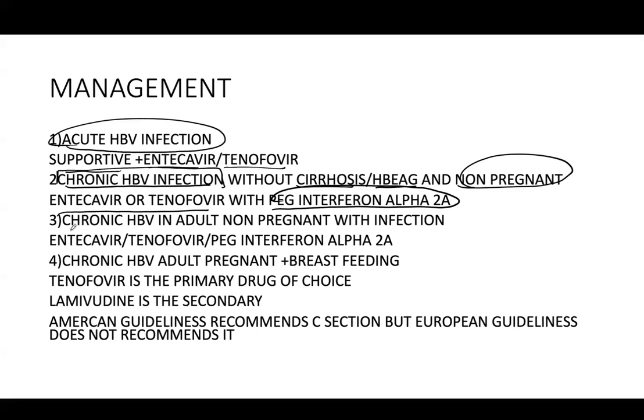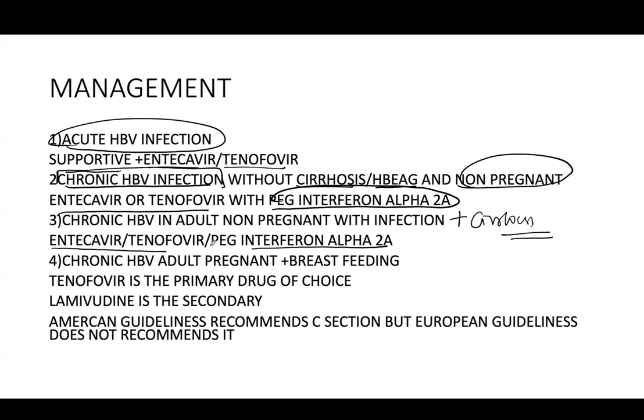In case of chronic hepatitis B virus in an adult, non-pregnant, but also if there is any cirrhosis, then you can add all these things. Again, you can add interferon alpha 2A as well in that patient.